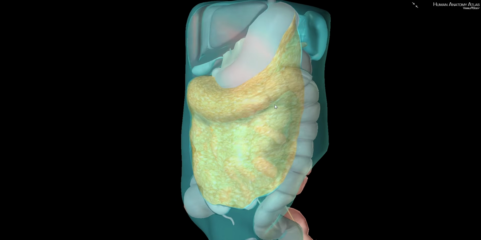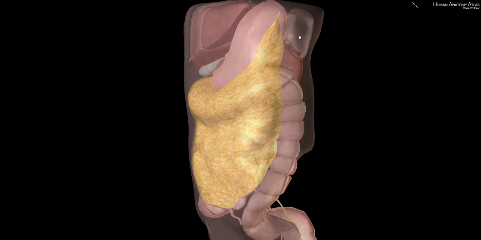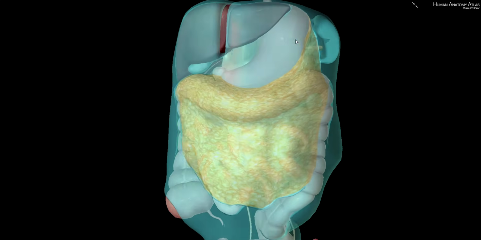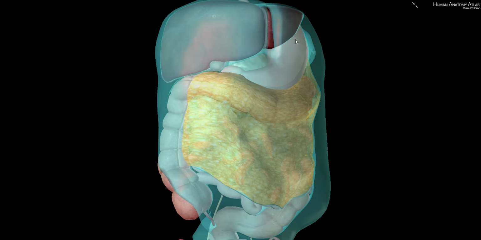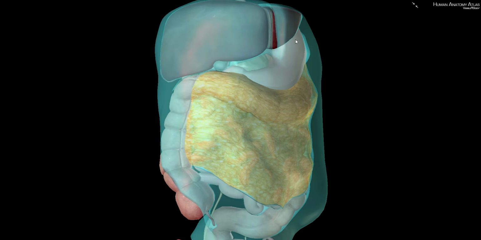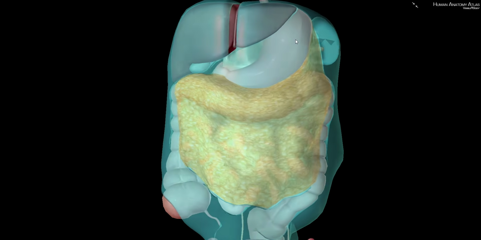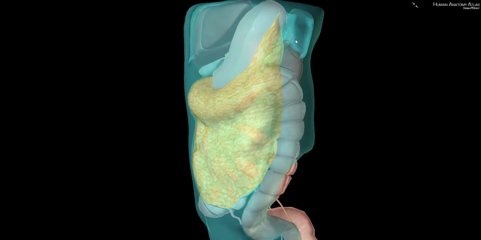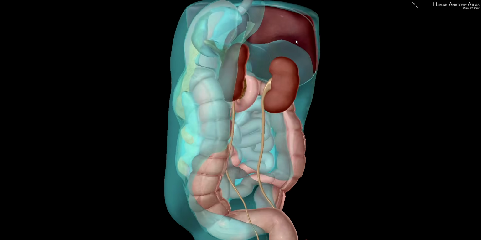The spleen is also an intraperitoneal structure, as you can see. So what are intraperitoneal structures? Those organs which are entirely covered by the visceral peritoneum are intraperitoneal organs. So from this model, which structures can you visualize which are intraperitoneal?